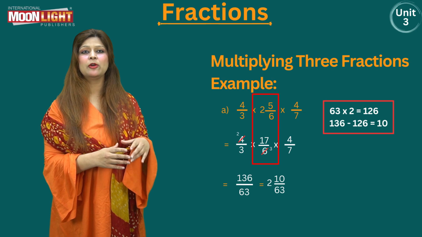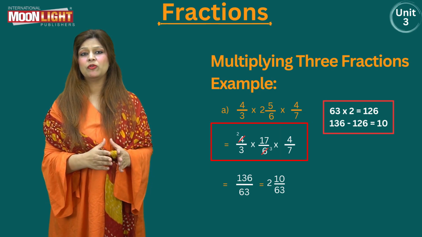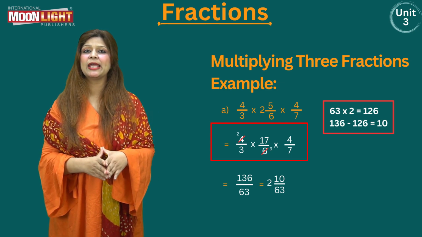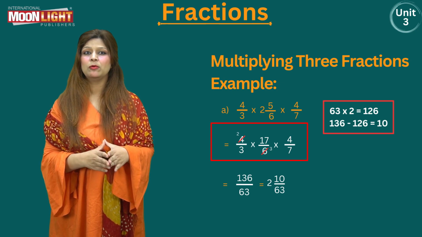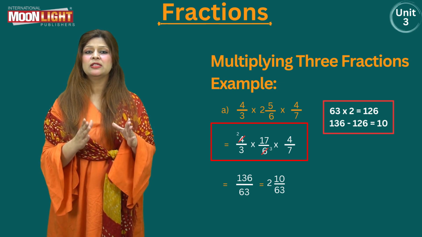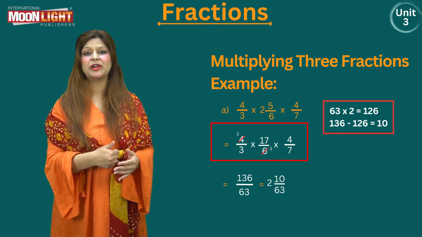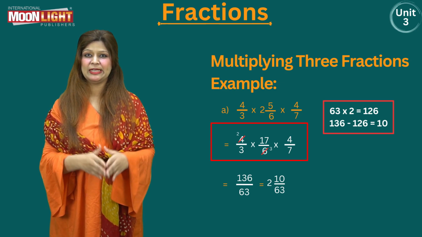So right now we are going to write the first fraction as it is, and the second fraction, after the multiplication sign, I'm going to do 6 2s are 12, plus add the number 5. 6 2s are 12 plus 5 is 17. 17 by 6 is my second fraction. My third fraction will be as it is. So 4 by 7 I'm going to write as it is.